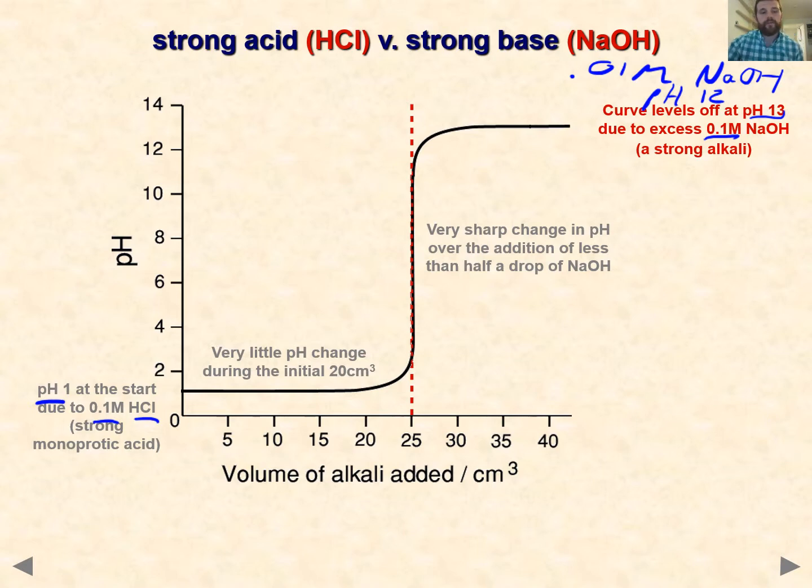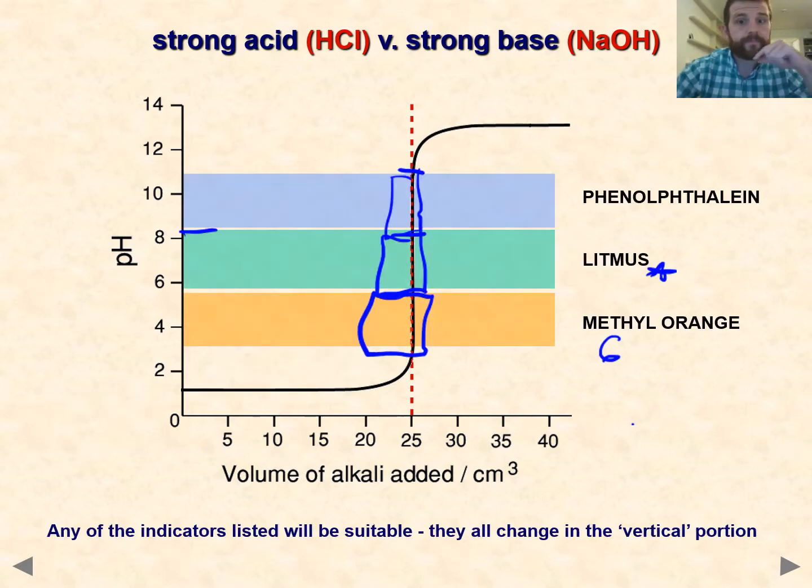your strong base you're using, just like the beginning pH was dictated by the molarity of the strong acid we were using. So these would have different ending pHs if we were using NaOH of, let's say, 0.01 molar NaOH. That would just end at pH 12. So the ending pH is just based off of the solutions you're titrating them with.